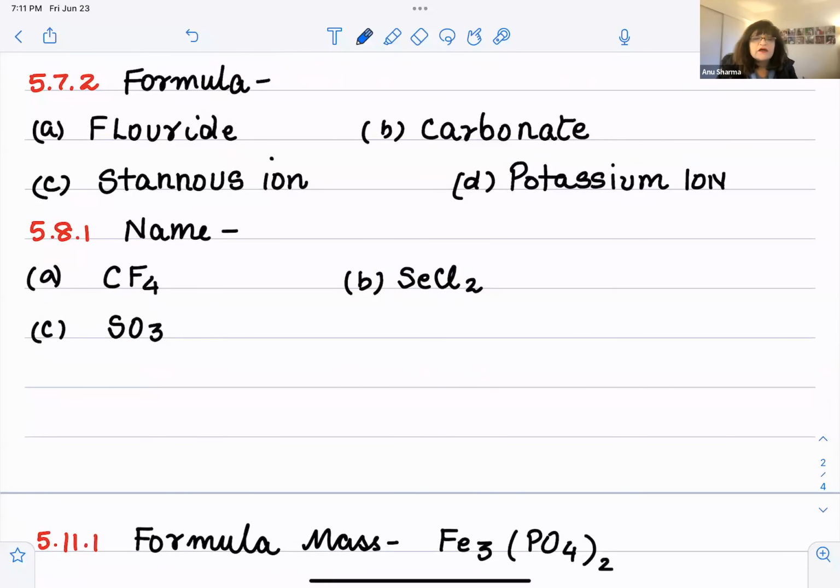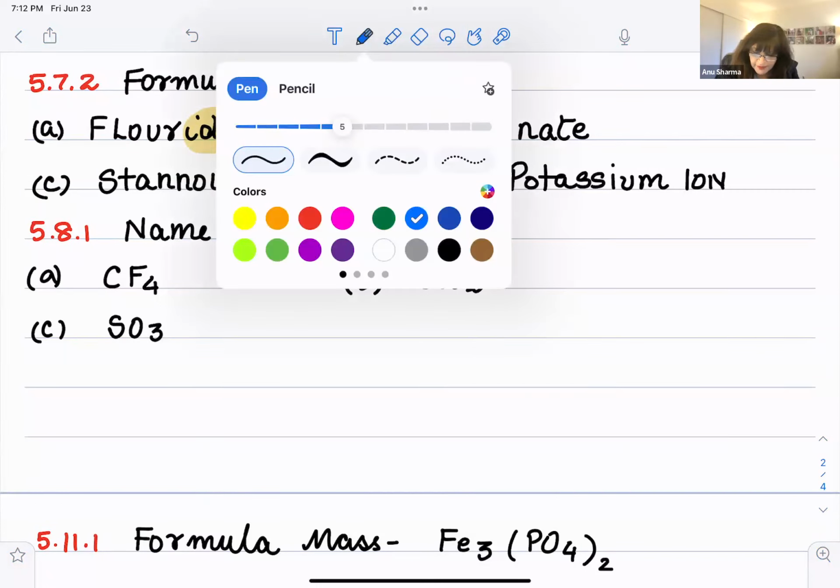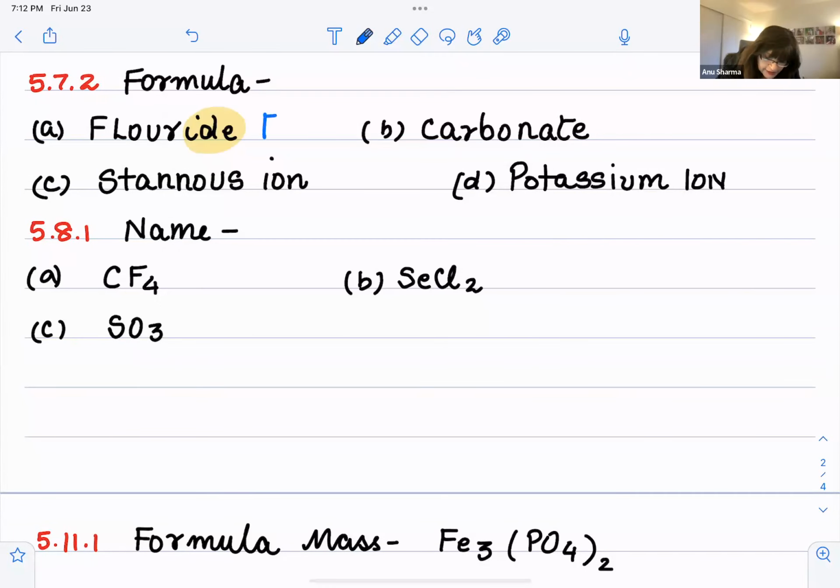Next is the formula for fluoride. Remember, IDE means it's fluorine, that's the name. So it's fluorine with one negative charge. Fluorine is in group 7A, -1 charge. Next is the carbonate. Once again, memorization: carbonate is CO3 -2.